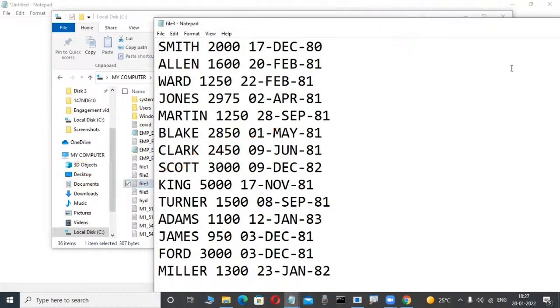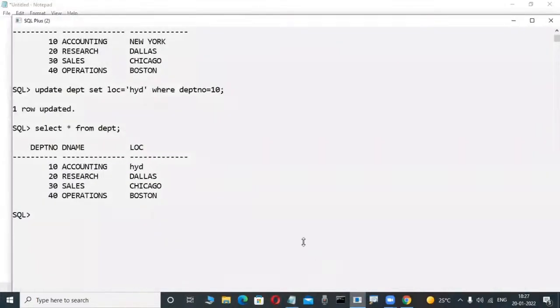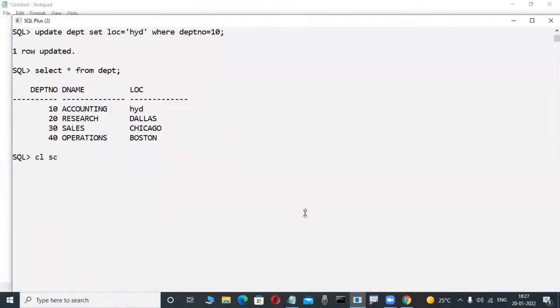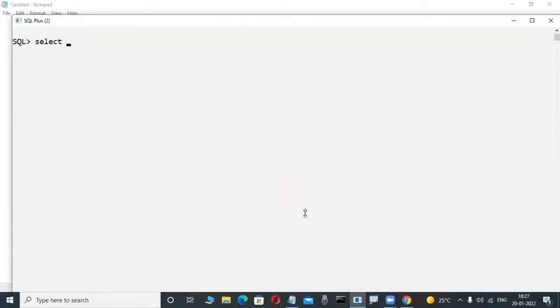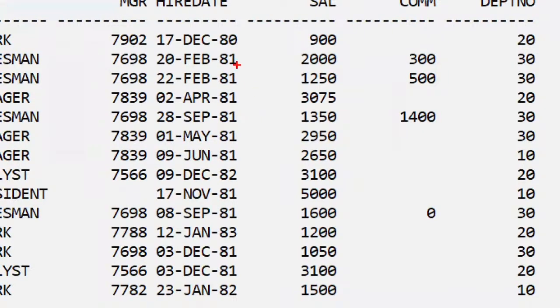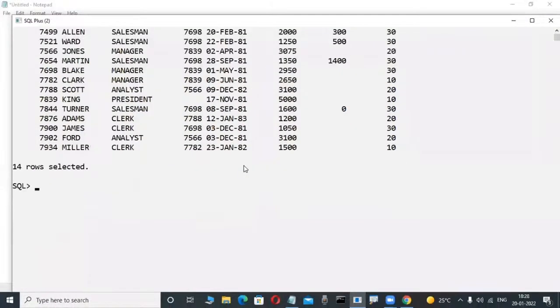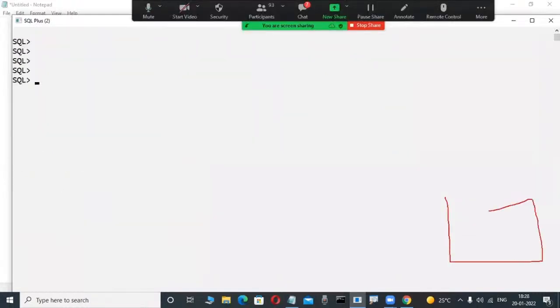But nowadays, database software is available, for example relational database software. Somewhere data is stored. Suppose these are employees who joined, and I want to display the employees who joined before 1981. As a SQL programmer, I want those employee details in my project.